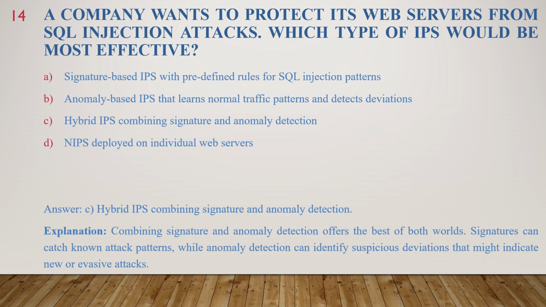NIPS on web servers. While network intrusion prevention systems, NIPS, can be helpful, they might not be as effective for specifically detecting SQL injection attempts, which often occur at the application layer. Placing NIPS directly on web servers might also introduce performance overhead. Therefore, a hybrid IPS deployed strategically, potentially in combination with other security measures like WAF, Web Application Firewall, and secure coding practices, offers the most comprehensive protection against SQL injection attacks.